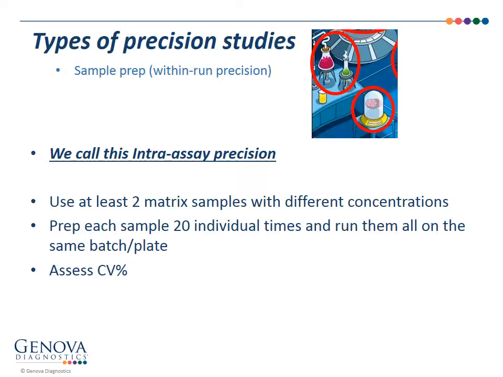We're going to take 2 matrix samples at different concentrations, and we're going to prep these samples 20 times and run them all in the same batch. And by running them all in the same batch, this means that it's one technician, one set of reagents, one calibration curve, one set of controls, one instrument. We're holding everything else constant except just prep to prep to prep. So we may be talking about multiple tubes, multiple vials, but you want to replicate that same prep of the same samples. And we're going to look at the CVs.